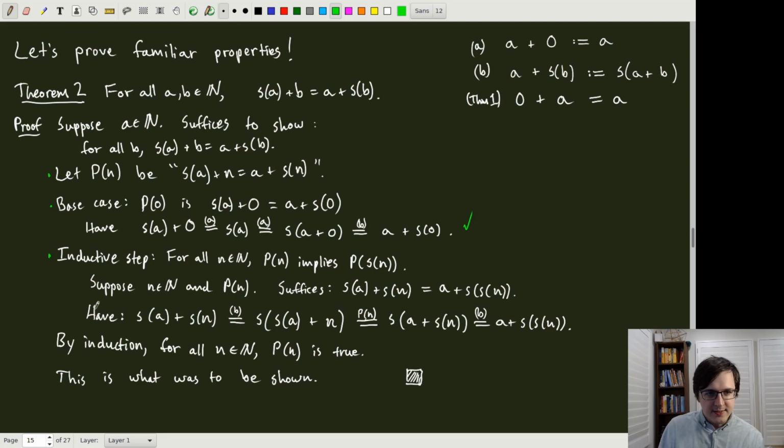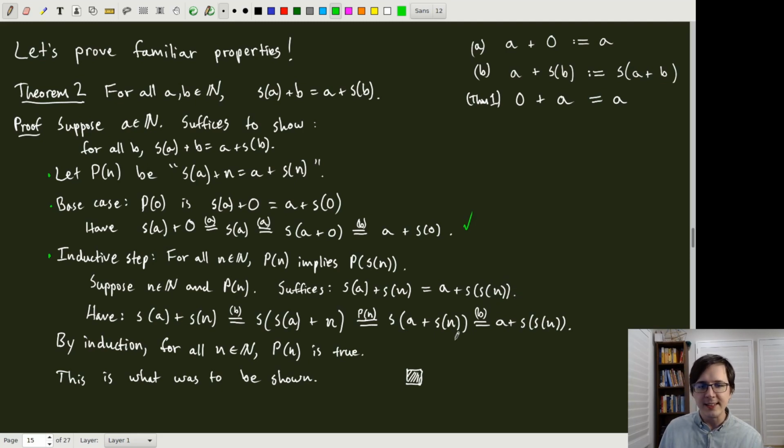Now the inductive step. What we want to show is that for all natural numbers, p of n implies p of Sn, like usual. So let's assume that n is an arbitrary natural number and that p of n is true for it. I'm just taking p of Sn here and expanding it: we want to show that the successor of a plus the successor of n is a plus the successor of the successor of n.